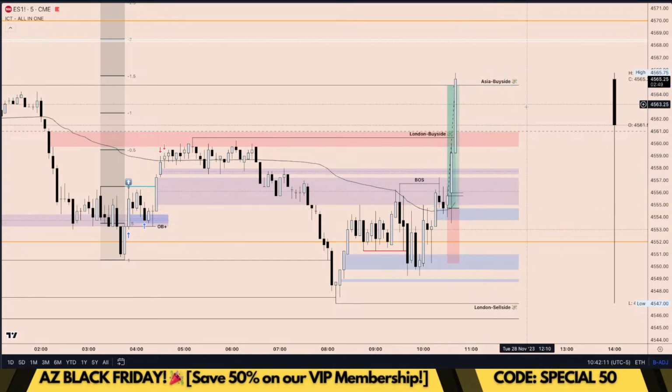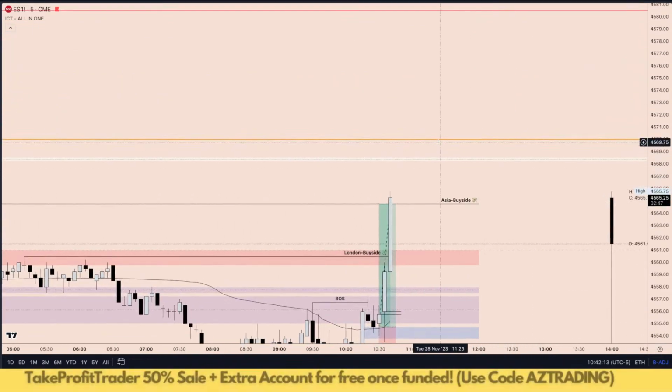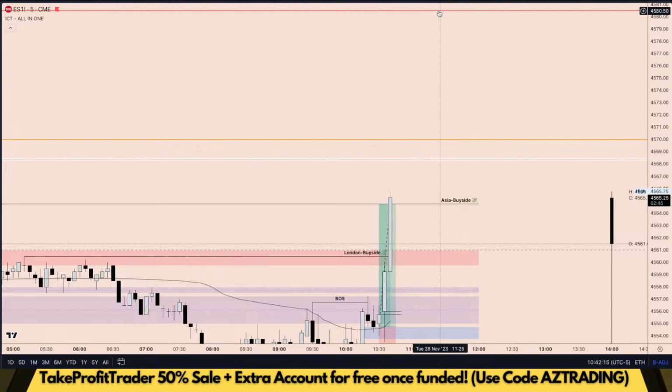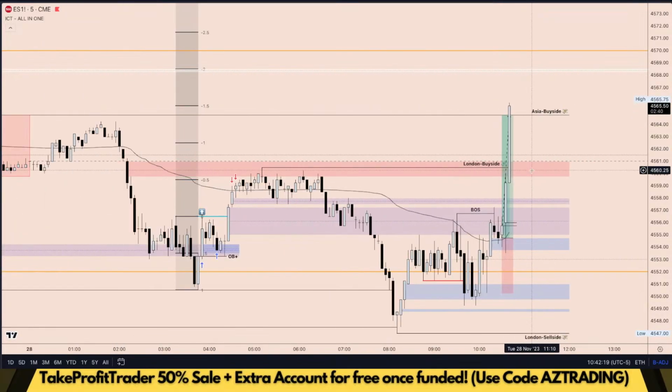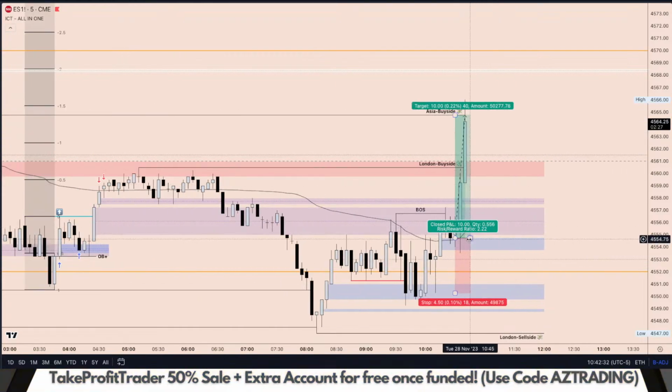That's done. If we really want to expand here, previous day high, previous week high, coming in at 4,570 and at 4,580. Nice 10-point move.